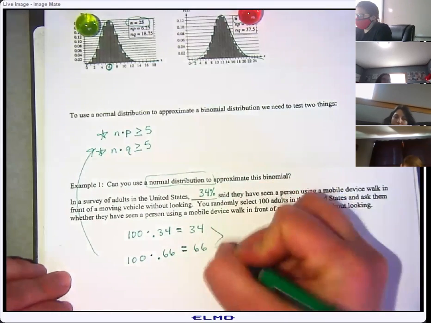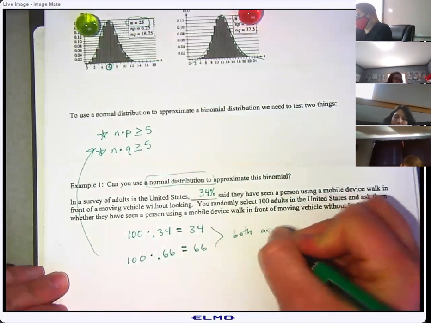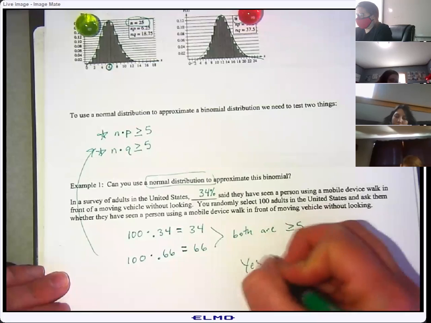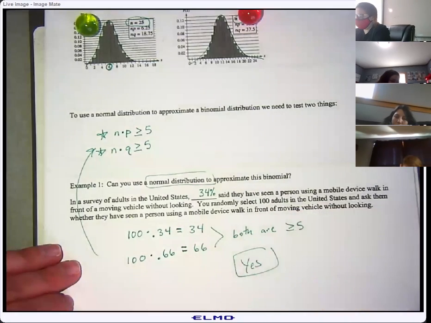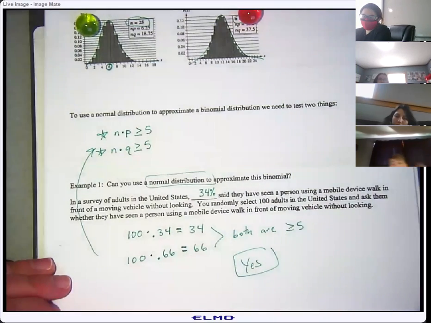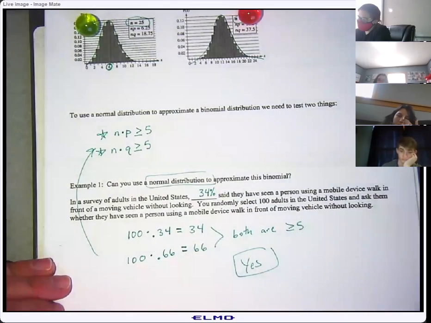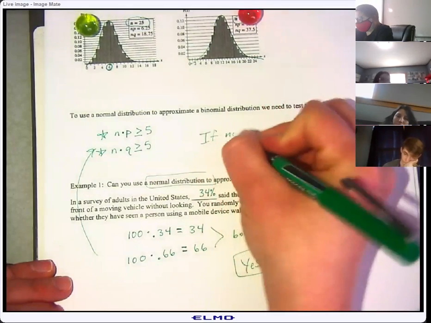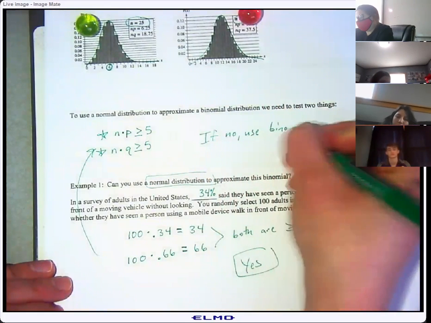So both of these are bigger than 5. So yes, the answer is yes. You can use a normal to approximate this binomial. Now, Mitchell's going to ask the question, but what if the answer is no? Right, Mitchell? All right, so the question is, what if you can't? If the answer is no, then you have to use the binomial formula, like we used to. So I'm going to write here, if no, use the binomial formula that we did before.